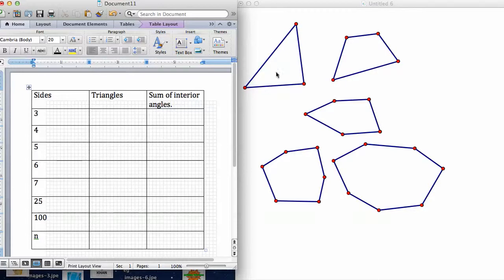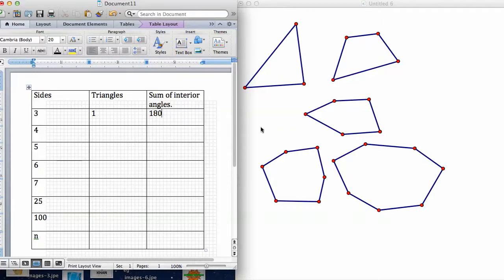A triangle has three sides. So if I have a three-sided figure that is convex, that means all the points are facing outward. There's nothing facing inward. It doesn't look like a Pac-Man or look broken. There is going to be one triangle and only one triangle, it has three sides, and the sum of those interior angle measures is going to be 180 degrees. That's the triangle sum theorem that we learned way back in chapter 4.